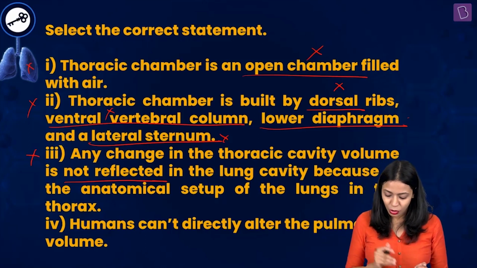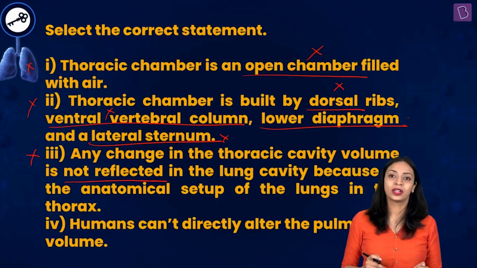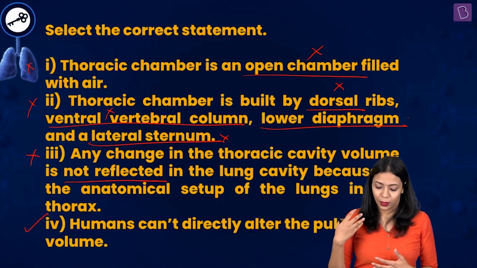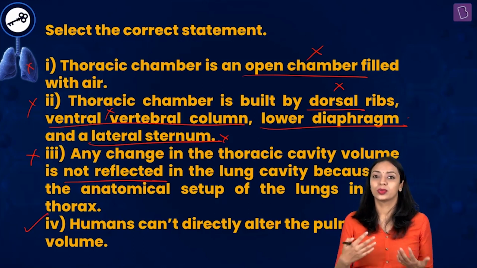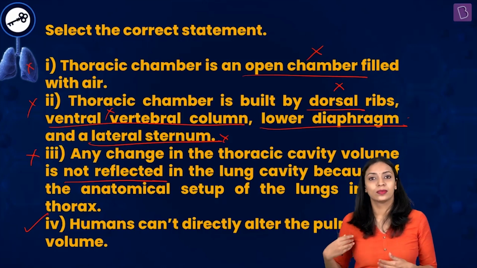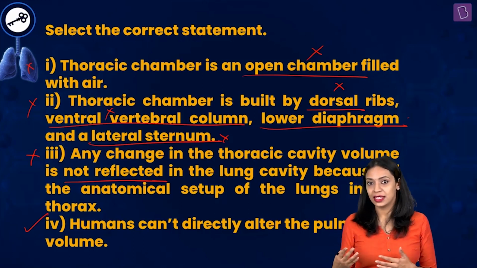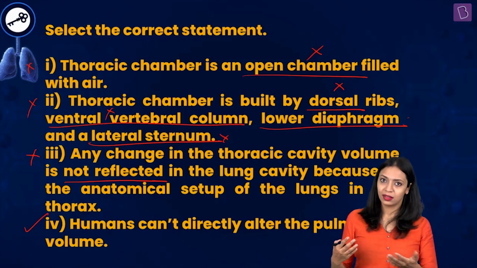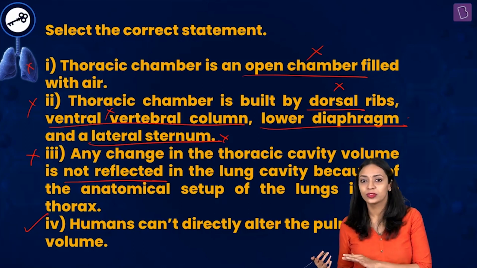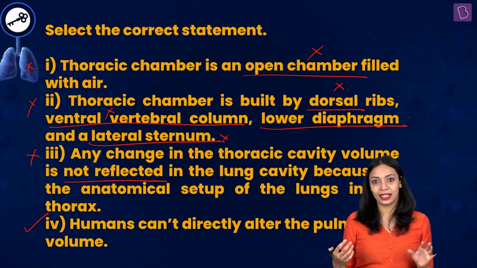So last statement, humans cannot directly alter the pulmonary volume. Now this statement is correct because we cannot directly alter the pulmonary volume or the volume of our lungs. That is why we alter the volume of the thoracic cavity. If we increase the volume of the thoracic cavity, there will be a resultant increase in the volume of the lungs as well. Likewise, if you decrease the volume of the thoracic cavity, there will be a decrease in the intrapulmonary volume as well.